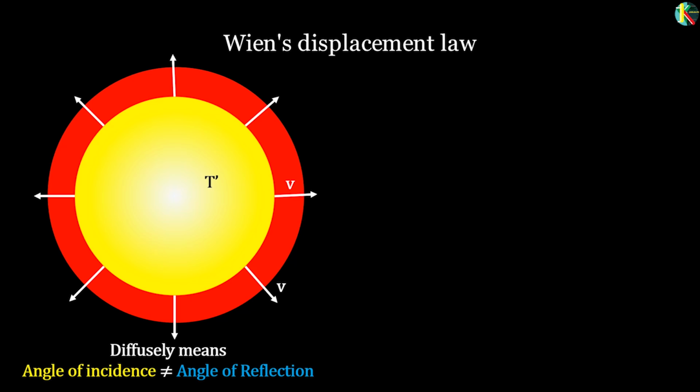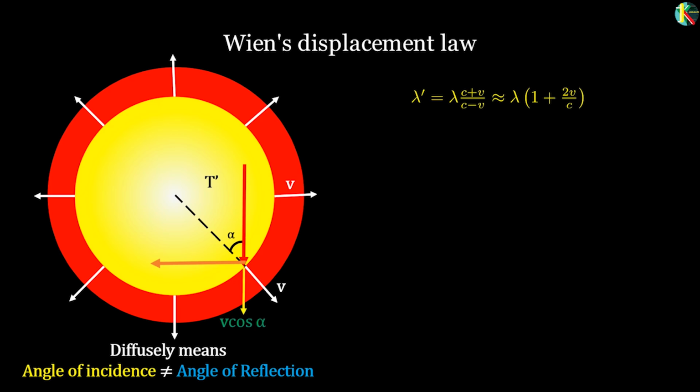Although the nature of radiation will not change due to expansion, the wavelength will get altered due to Doppler shift on each reflection at the moving wall. Now, for normal incidence, a particular wave of length lambda changes by Doppler shift for each reflection to lambda prime. When the incidence is at an angle alpha with the normal, the resolved part of V along the direction of the ray is effective in changing the wavelength. So for oblique incidence, we have this condition.